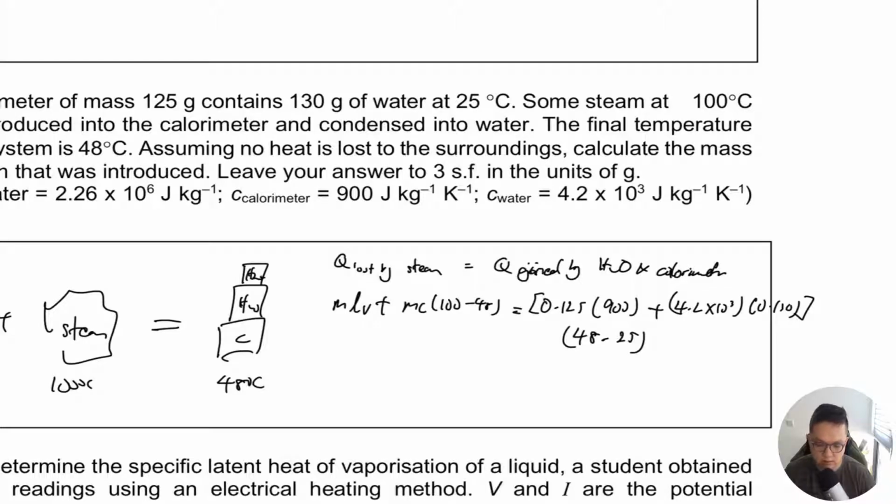Then you substitute in the values. L_v I think is 2.26 times 10 to the power 6, then c for the water. Your steam will have condensed into water first, so this is for condensation. After this, your hot water at 100 degrees Celsius needs to go down to 48 degrees Celsius. I'm just supposed to find m here. Once you work this out, you get 6.11 grams. Yep, I don't think there's a need to go into so much detail for this question.